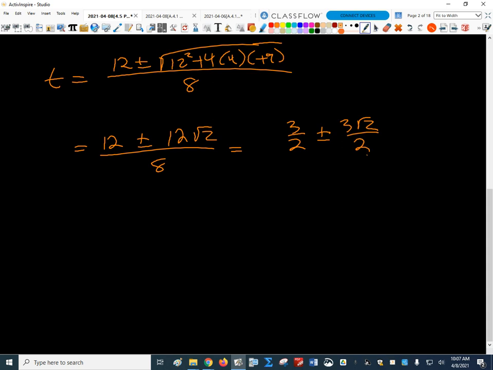If we turn those into decimals, we're going to get one that's a small negative and one that's a bigger positive. Does that make sense? Which one do we probably want in the context of this problem? Probably the positive one. We probably want the 3 halves plus 3 radical 2 over 2, right? What's that roughly equal to?